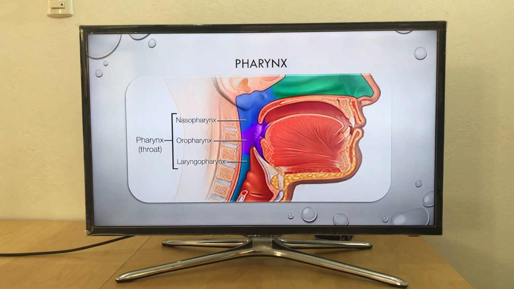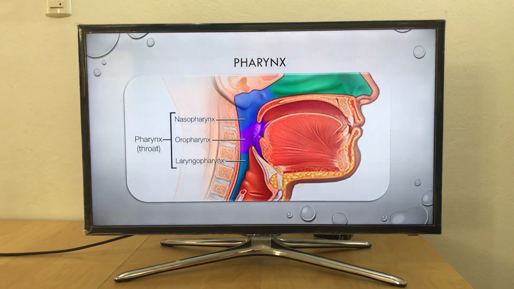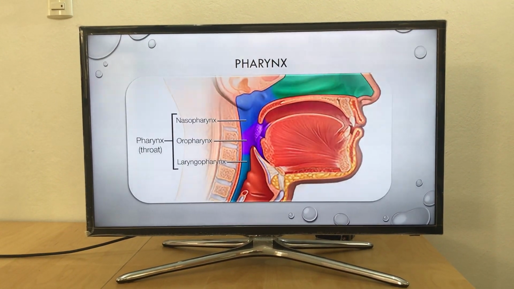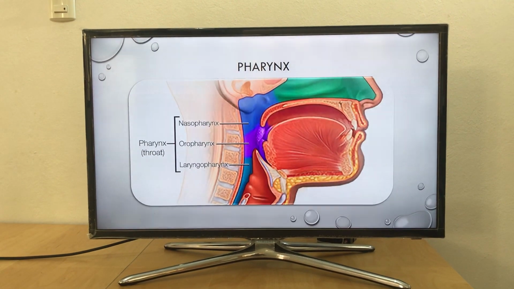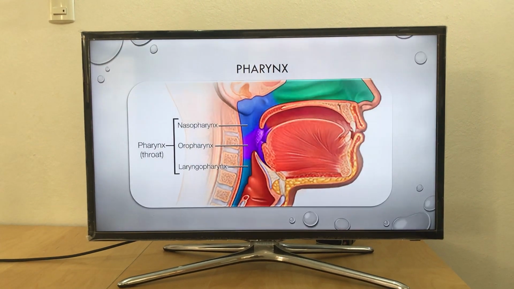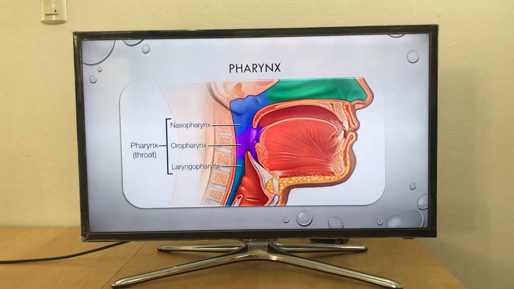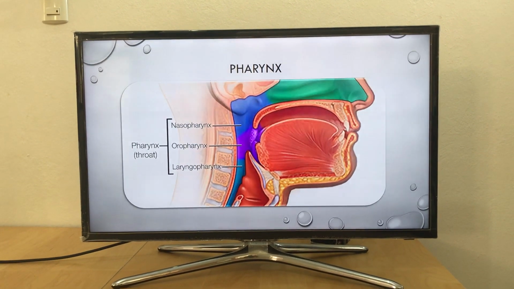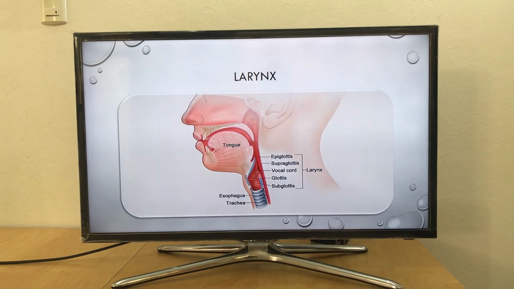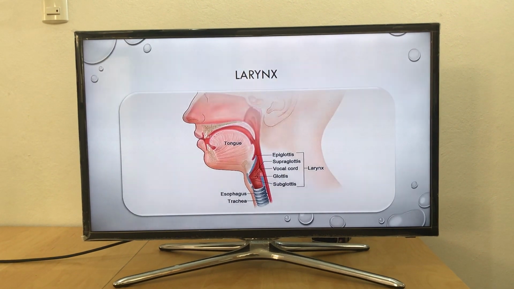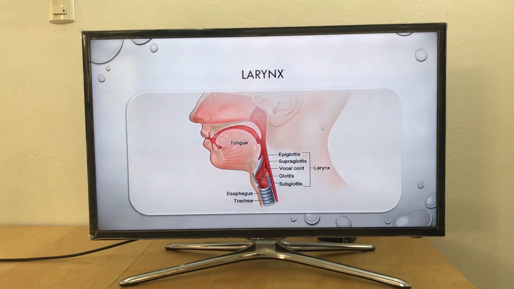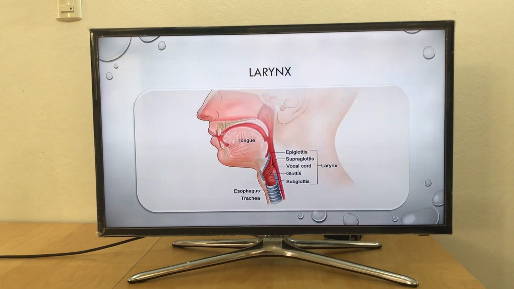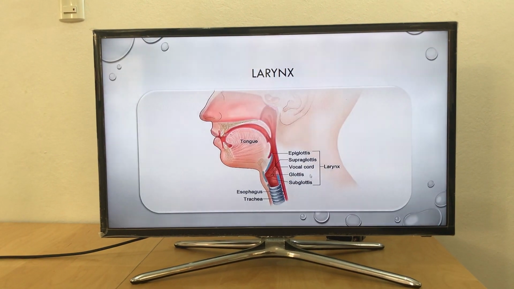The pharynx lies between the mouth and the food passage, just above the larynx. It is about 7 centimeters long in the case of women and 8 centimeters long in the case of men. The larynx covers the epiglottis, the esophagus, the vocal cords, the glottis, and the subglottis.